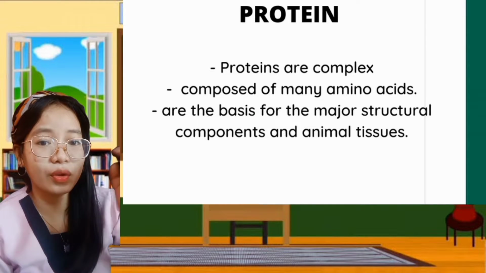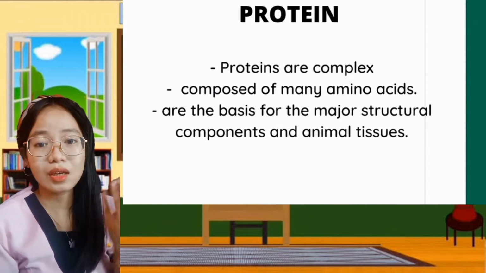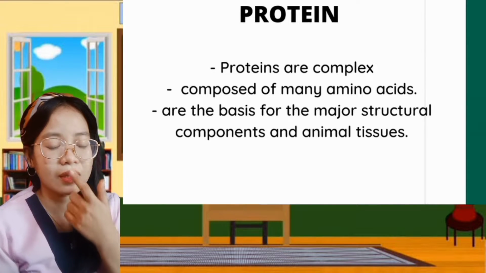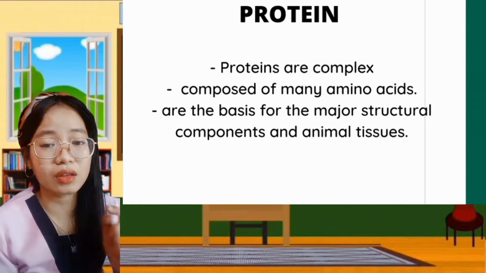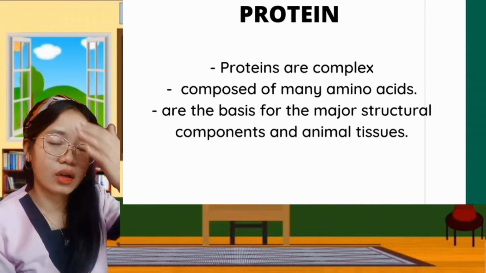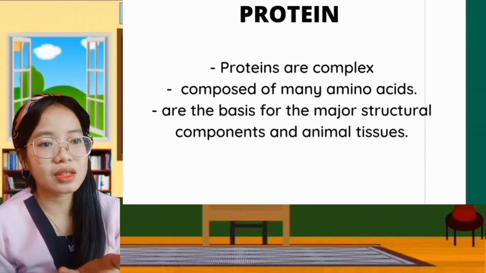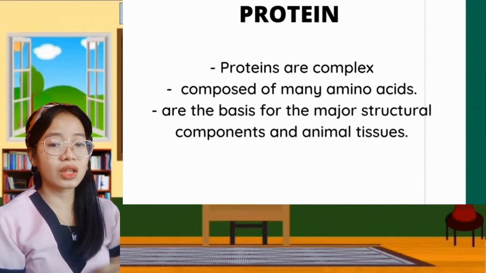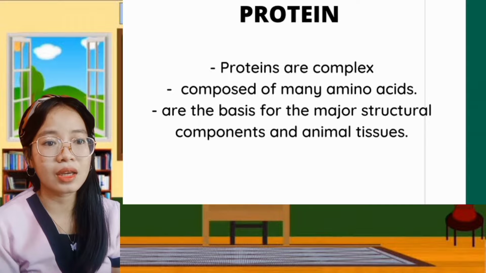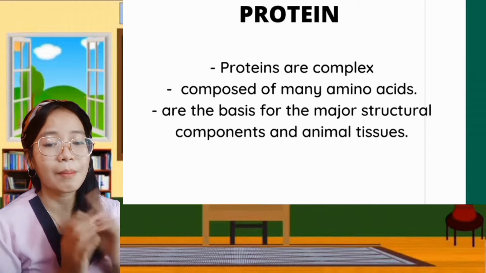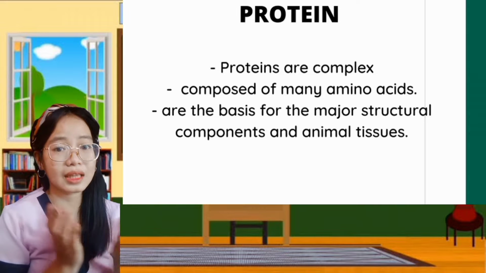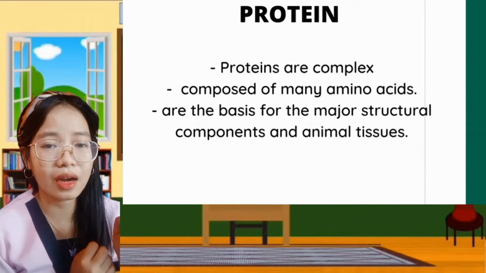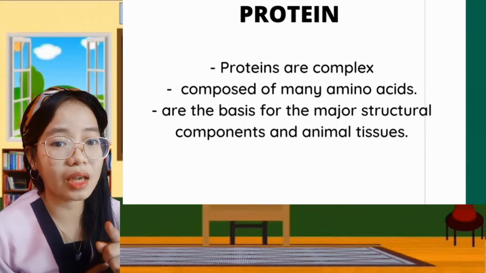Another point is that proteins are complex. When we say complex, it means proteins consist of many different connected parts. Proteins are called complex because they are organic compounds made up of many amino acids, ranging from two to thousands of amino acids. These are linked together by peptide bonds and cross-linked between chains through sulfhydryl bonds, hydrogen bonds, and van der Waals forces.